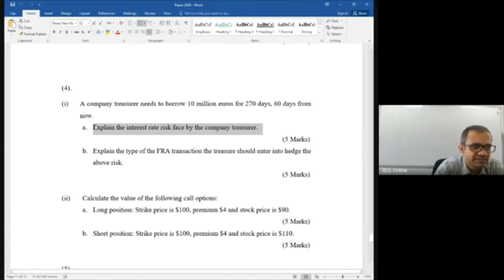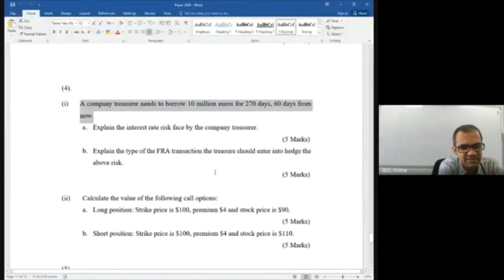This is the product that we are going to discuss. The treasurer is going to borrow euros, or whatever currency, whatever the amount, for a 270-day period. That means a 9-month period, but starting in 2 months' time, 60 days. So this is mostly about forwards, forward rate agreements, FRAs. It can be futures also, but this is a transaction that we are going to enter in the future, so it mostly relates to forward transactions, forward rate agreements, futures and things like that.